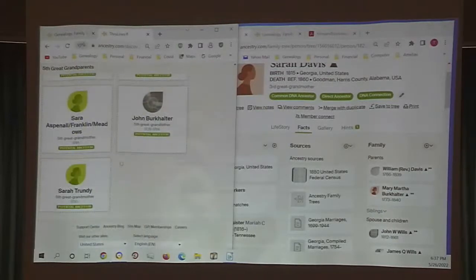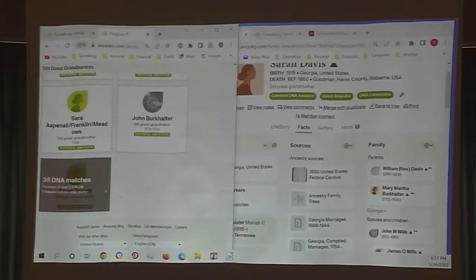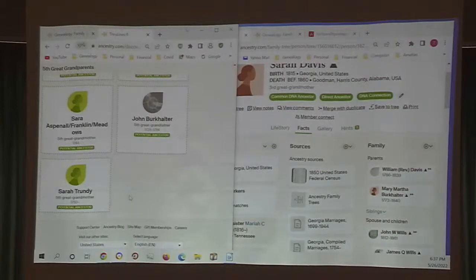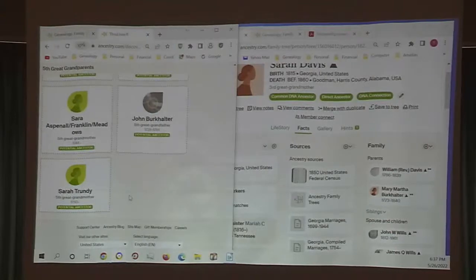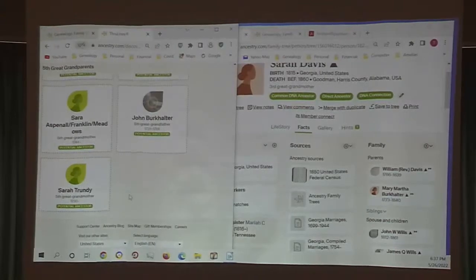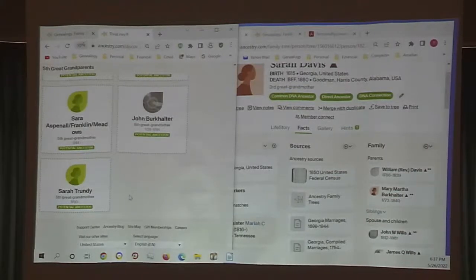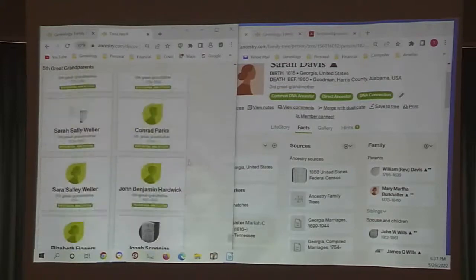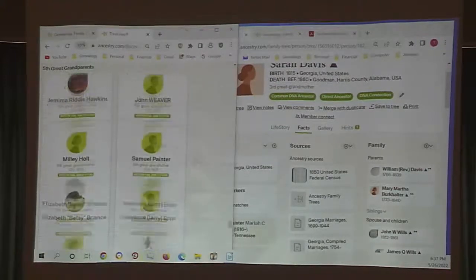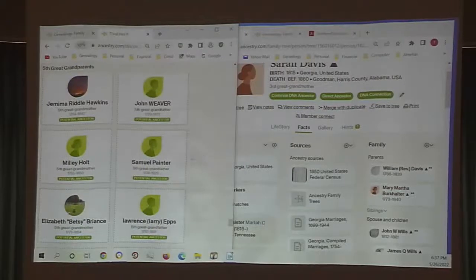And so you notice that this goes all the way to my 5th great grandparents. And with DNA, that's about as far as you're going to go. I'll explain that later, and I will explain tree tags. We're going to talk quite a bit about different kinds of tree tags. But you notice these are all of my 5th great grandparents that I have DNA matches for.